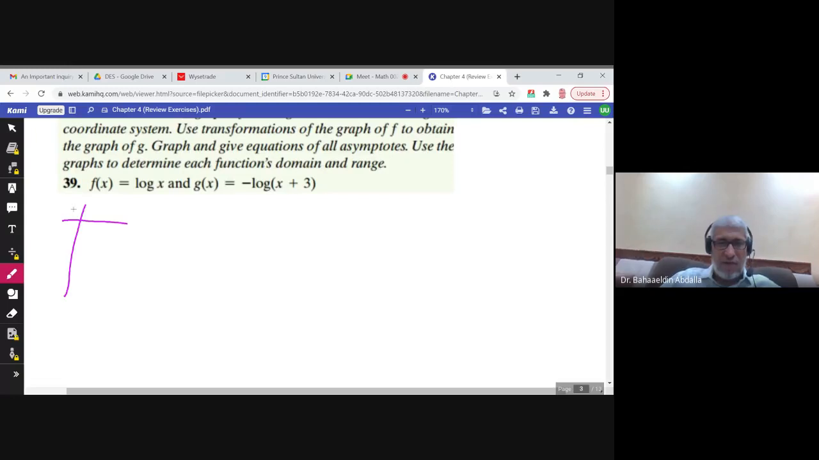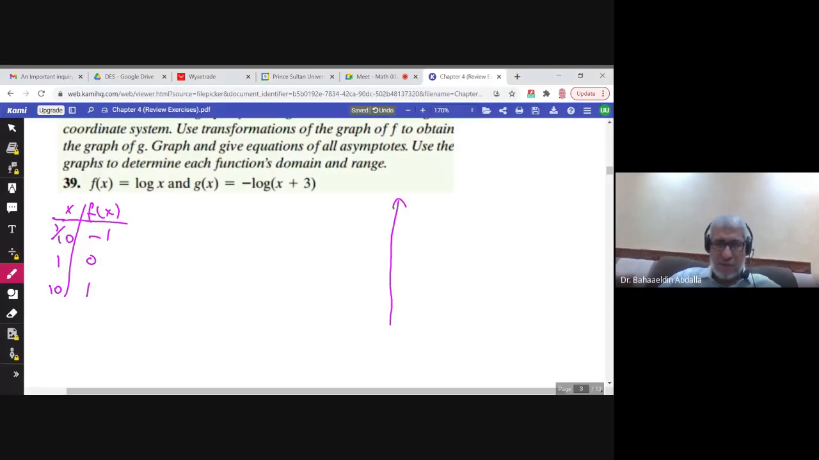So to graph f of x, we said if the base is 10, I take 1 over 10, 1, and 10. Always you take these three numbers. If the base is 2, half, 1, and 2. If 3, 1 over 3, 1, and 3. Why? Because log 1 over 10 to the base 10 would be negative 1. And log 1 to any base is 0. And log 10 to the base 10 would be 1. So you will have negative 1, 0, 1.